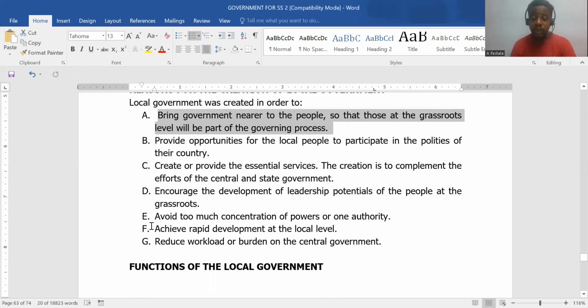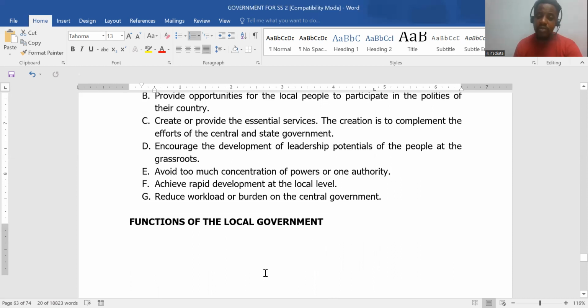It helps reduce the workload of the central government, right? So instead of the central government having everything to do, they have the local government to assist them. So it aids rapid development. See, letter G is saying the same thing. This one avoids too much concentration of power in the central authority. So power is shared between the federal government, the state, and the local government. Here it reduces the workload or burden of the central government.